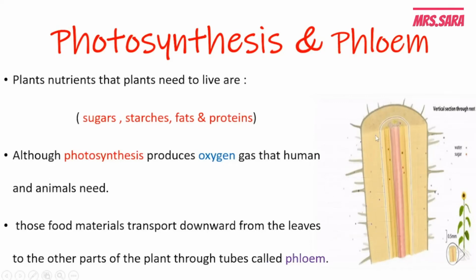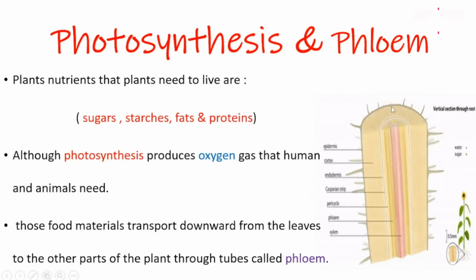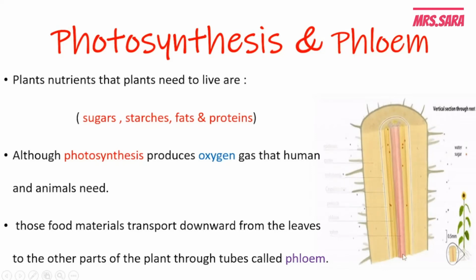If you look at the picture, this is the stem, and inside the stem you can see a red tube. This red tube is the xylem, and the xylem transports the water and nutrients from the roots to the leaves upward. And you can see two yellow tubes. The two yellow tubes are the phloem, and the phloem transports the food materials from the leaves to the rest of the plant downward. So the phloem downward and the xylem upward.